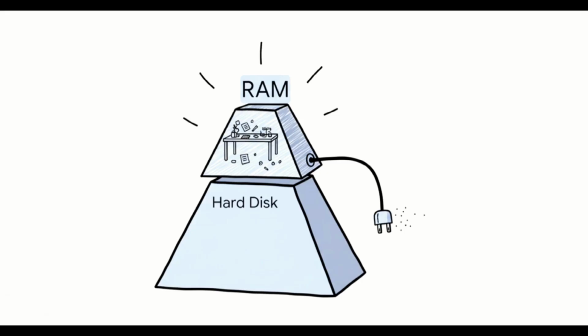So instead, the computer pulls what it needs for the current task into RAM, or random access memory. Think of this like the computer's temporary desk or workspace. It's way, way faster than the hard drive, but it's also volatile, which is just a fancy way of saying when you turn the power off, everything on this desk gets wiped clean.